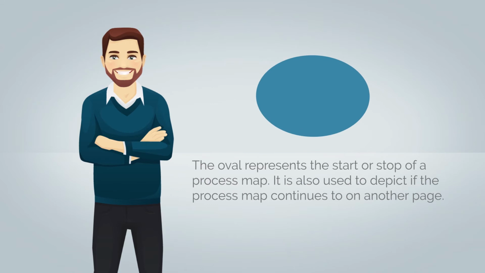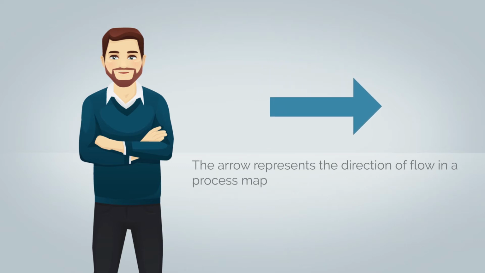The third symbol is an oval. The oval represents the start or stop of a process map. It is also used to depict if the process map continues on another page. The fourth symbol used in a process map is an arrow. The arrow represents the direction of flow in a process map.